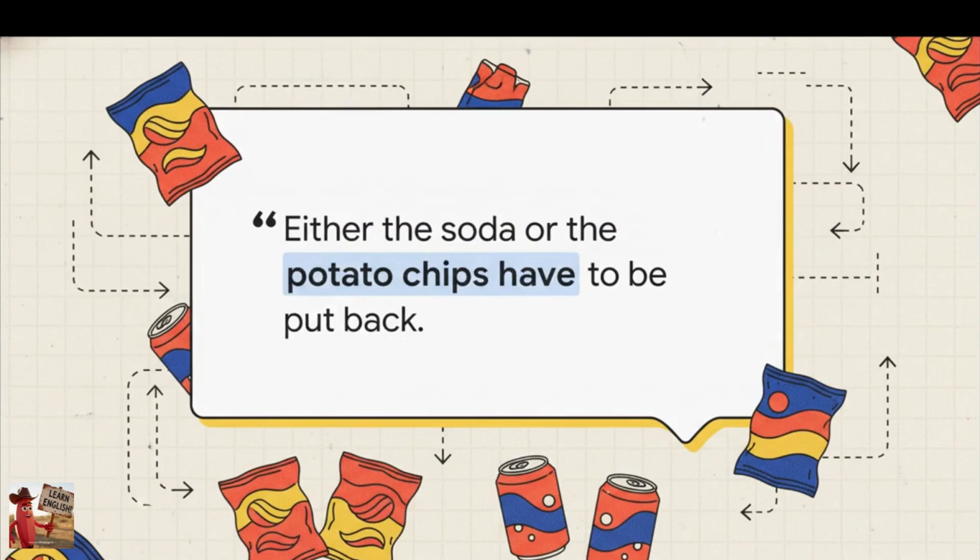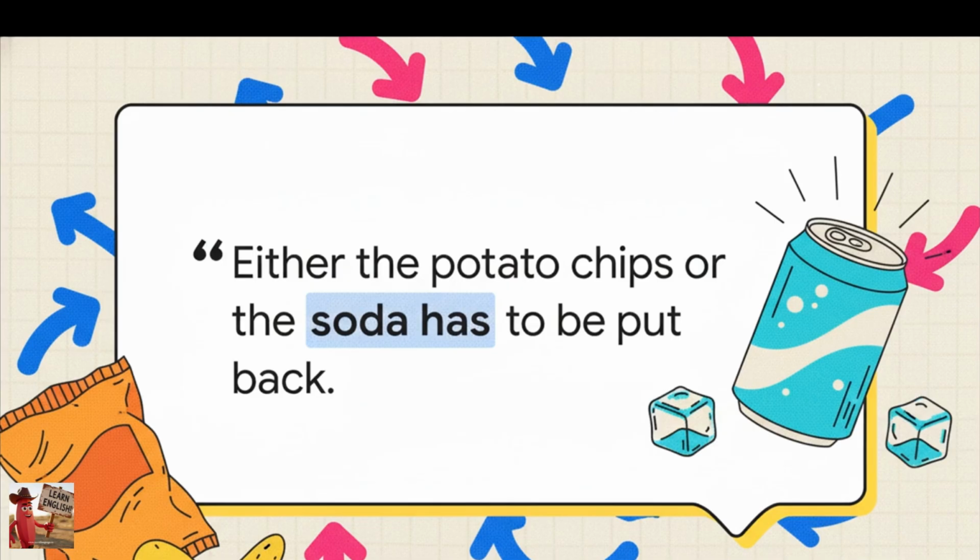Let's watch it work. In this sentence, the verb we're choosing is have or has. So what's the subject right beside it? Potato chips, which is plural. So we have to use the plural verb, have. The potato chips have to be put back. It just sounds right, doesn't it? Now, what happens if we just flip the order? This time, the singular noun, soda, is the one snuggled up next to the verb. So the verb has to become singular to match it, has. The soda has to be put back. It's all about what's closest.